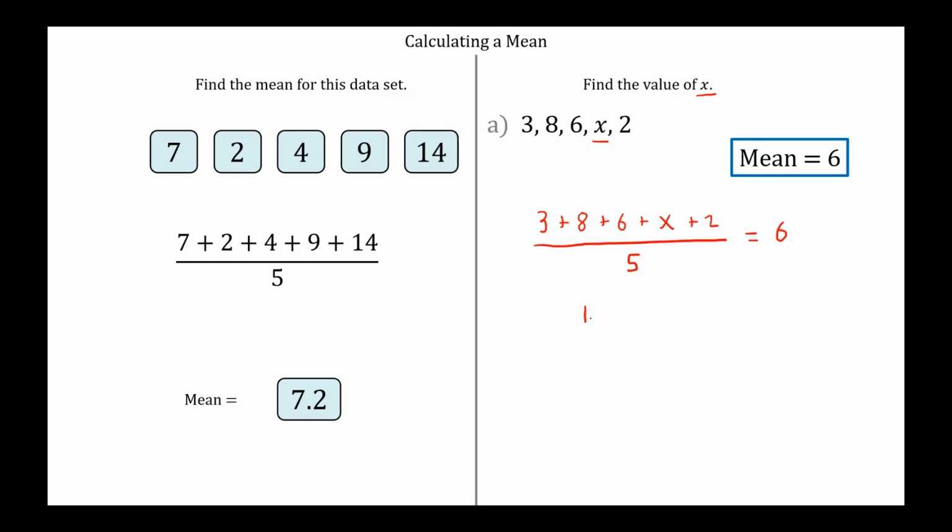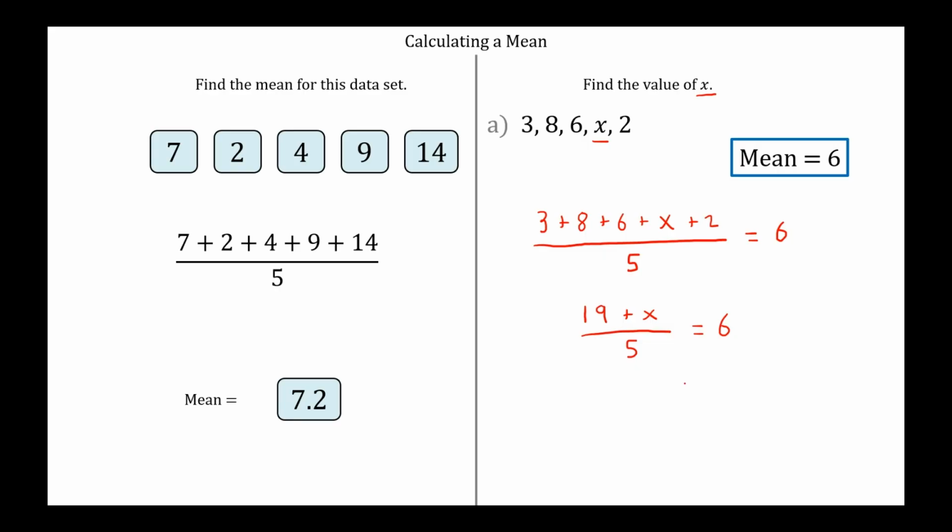The answer to that is going to be 19 plus x divided by 5, because if I add 3 plus 8 plus 6 plus 2, I get 19. So instead of having all these added together plus x, I'm going to just simply write 19 plus x. I'm going to continue to divide it by 5 and let it equal 6.